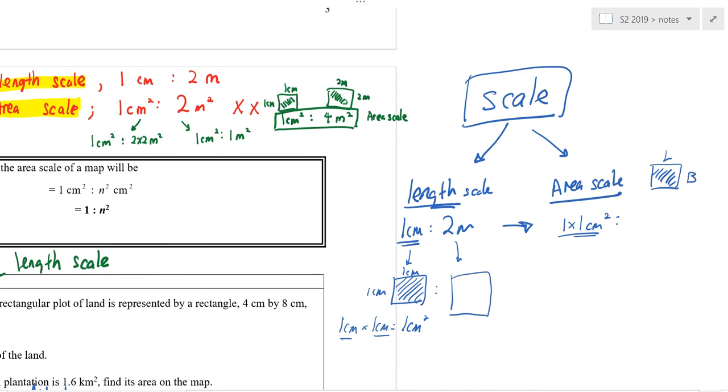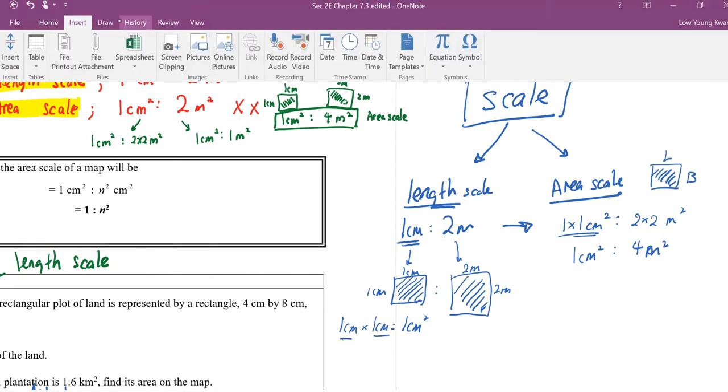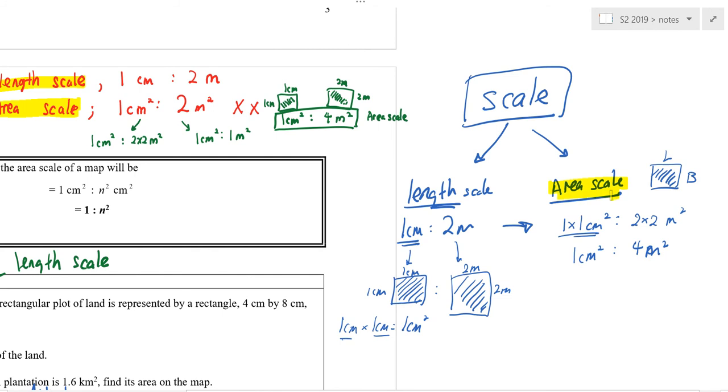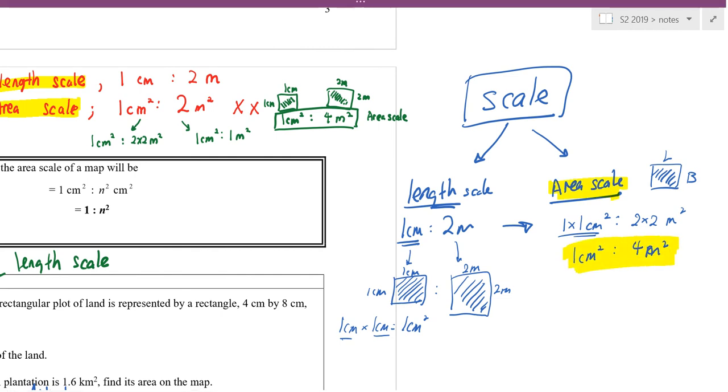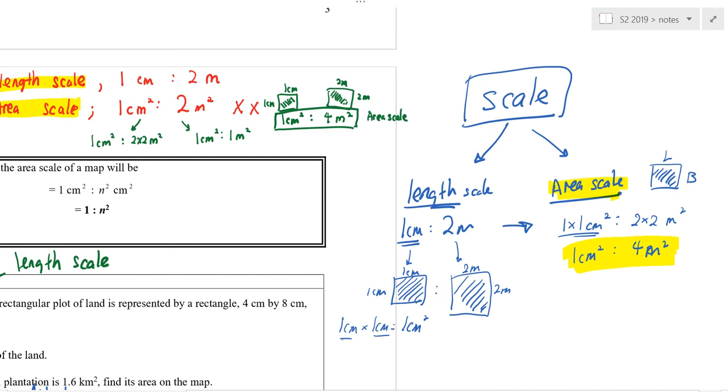But if I talk about the actual area on the ground, it is not 1 cm. 1 cm is very small. The actual area is 2 meter times 2 meter. How do I calculate the area? 2 meter times 2 meter, 4 meter square. Meter square. Do you follow? So if I look at the area scale, it looks something like 1 cm square is to 4 meter square. If I look at the length scale, it looks something like 1 cm is to 2 cm.